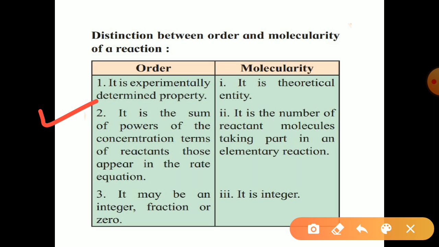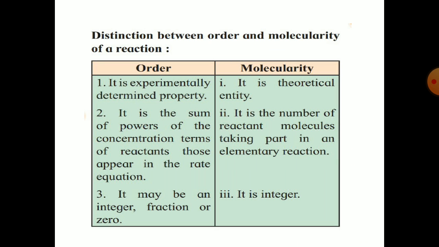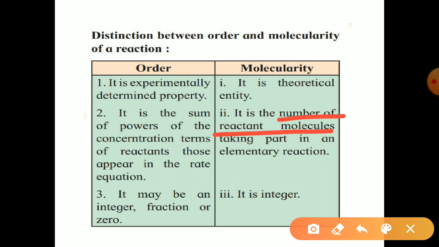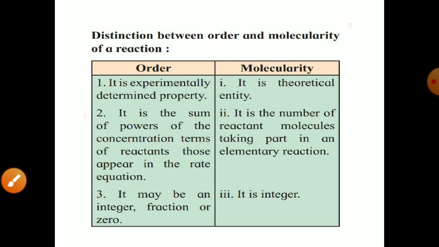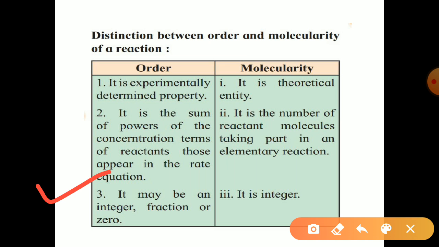Order is the sum of the powers of the concentration terms of the reactants which appear in the rate law. Molecularity is the number of reactant molecules taking part in an elementary reaction. Don't consider a complex reaction to decide the molecularity. We can write molecularity only in the case of an elementary reaction. Order may be an integer, a fraction or 0.